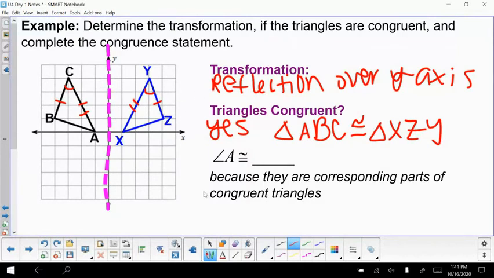And then because of that, all of the corresponding other angles and sides are congruent too, even though they're not marked, because we said the triangles are congruent. So angle A is congruent to angle X because A is in the first position and X is in the first position. And since we have congruent triangles, we have congruent corresponding angles.